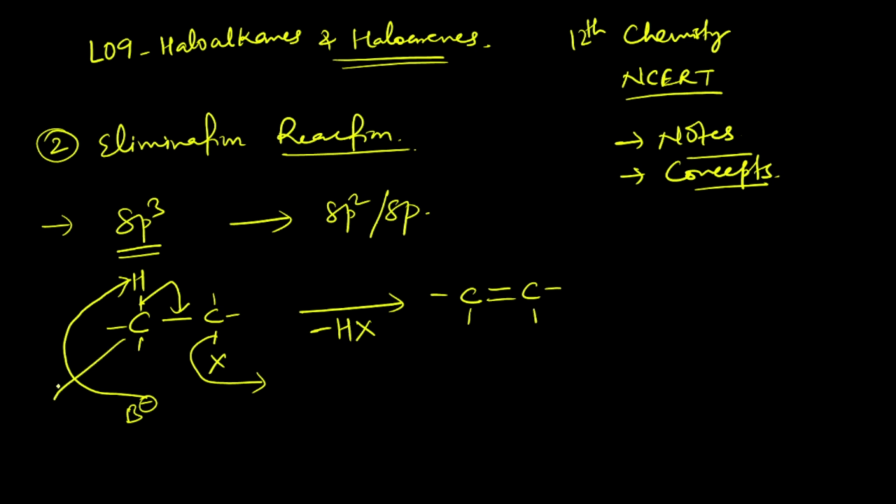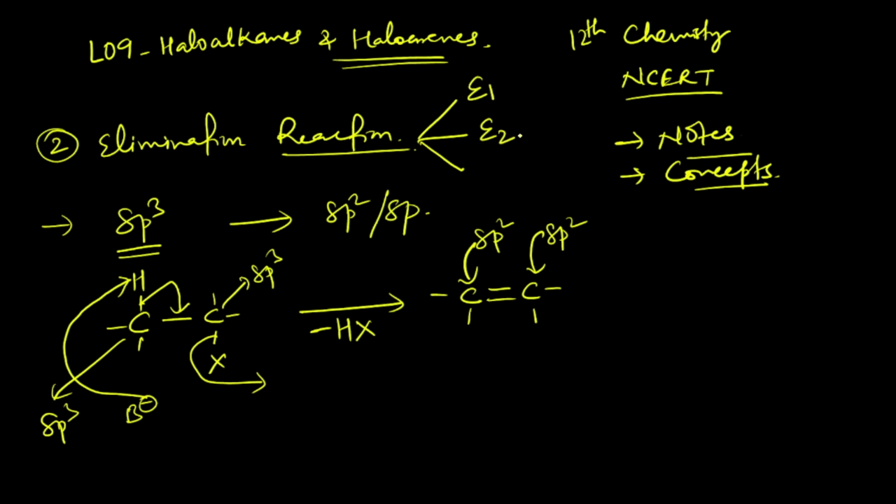Now you see, this carbon was sp3. Now in your product, this carbon is sp2, and this carbon is also sp2. So we are moving from sp3 to sp2. As I told you, if your reaction goes from sp3 to sp2, simply you say this is an elimination reaction, correct? Now there is not a single type of elimination reaction. We can categorize elimination reactions into 3 different types based on the reagents and starting material. That can be E1, E2, and E1CB.